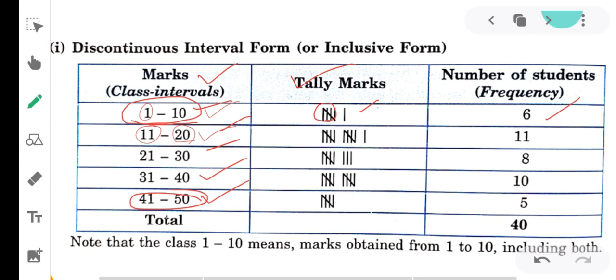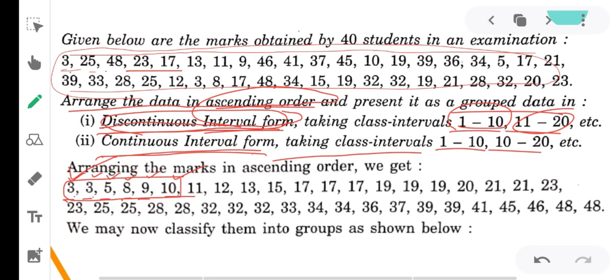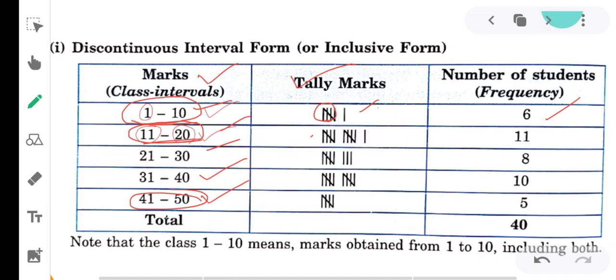Then 11 to 20. The numbers are 11, 12, 13, 15, 17, 17, 17, 19, 19, 19, then 20. So the frequency is 11. This is 5, then again 5, plus 5 is 10, then 1, 11. Clear?